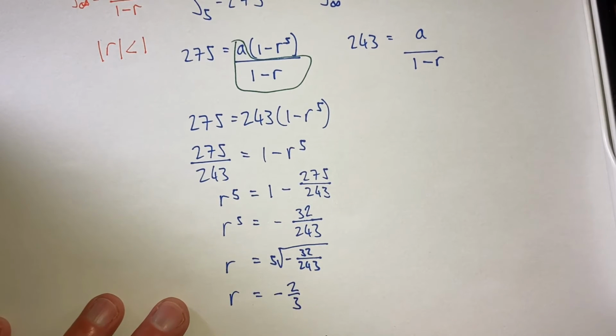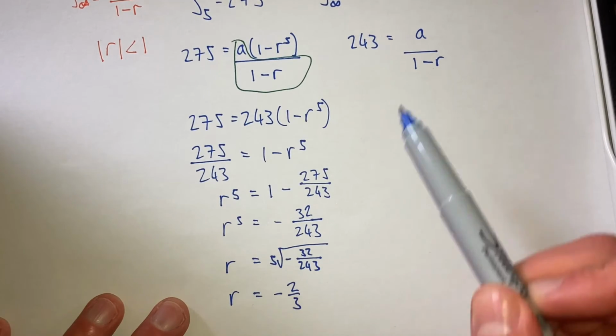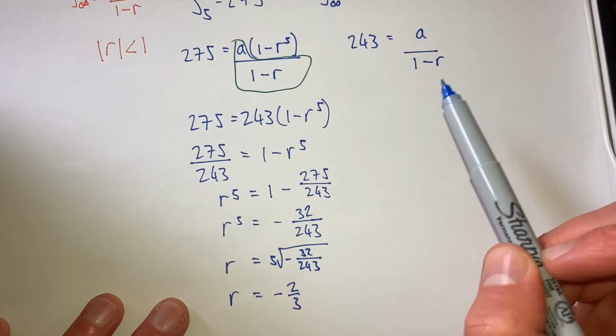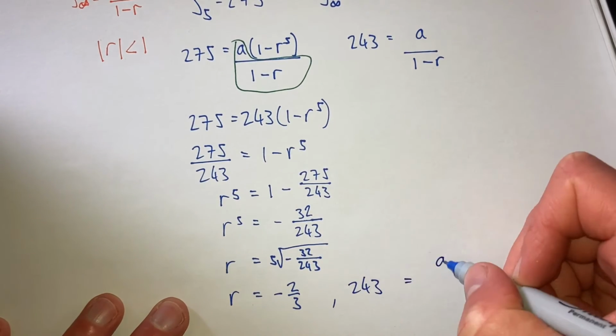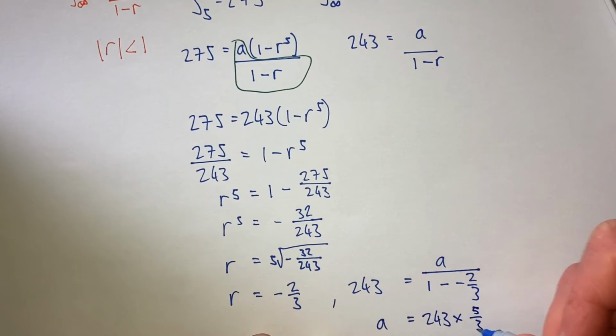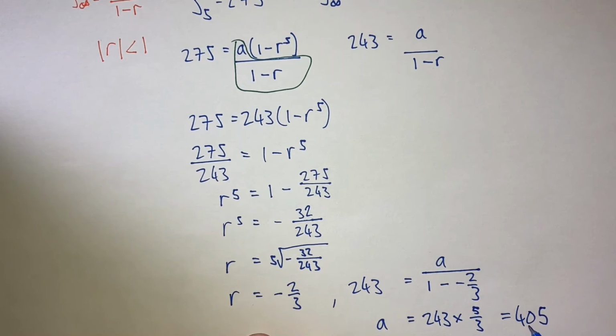Here we have the common ratio that r is negative 2/3, and now we need to substitute that into one of these equations to get the value of a. This one looks like it's much easier to substitute into. So here we have the first term of 405 and the common ratio of negative 2/3.